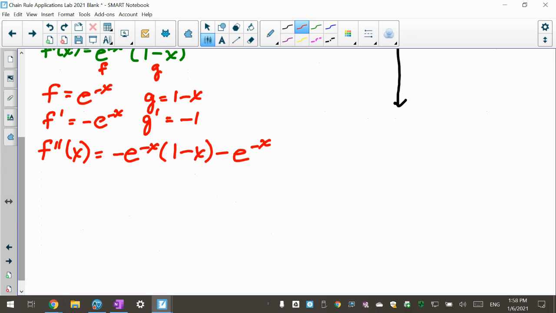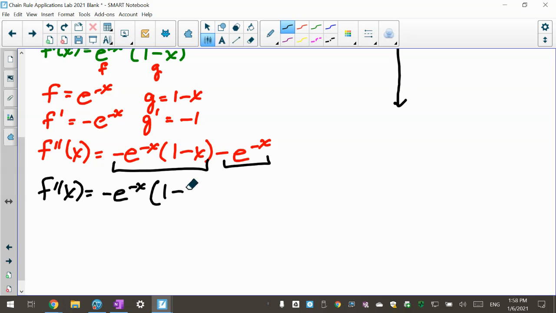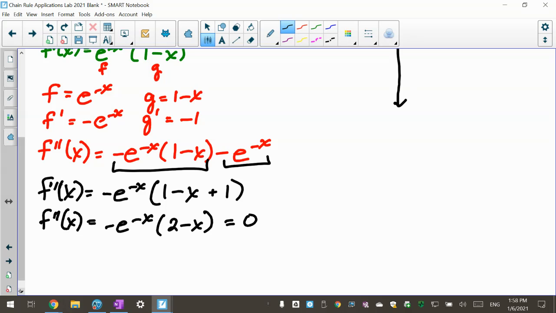And now I'm going to look at this to see if I can factor it. If you do this, it just makes life so much easier. So I have a term here and here. So f double prime of x, I'm going to factor out the negative e to the negative x. When I do, I just have a 1 minus x left here. And then I have a plus 1 because a negative divided by negative is going to be positive. So I have f double prime of x equals negative e to the negative x times 2 minus x, and put it equal to 0.